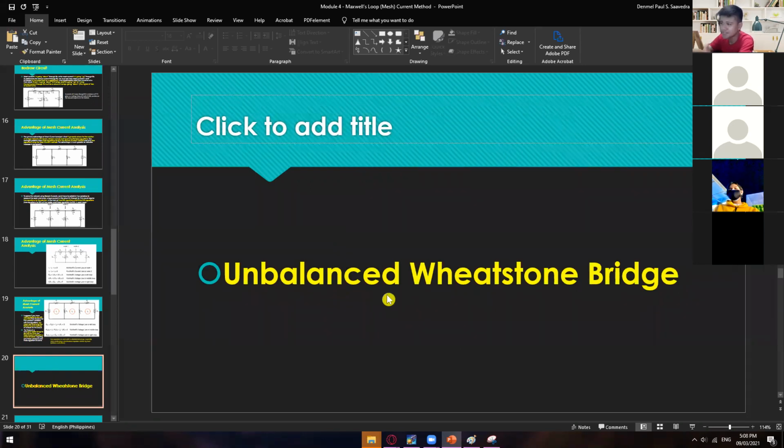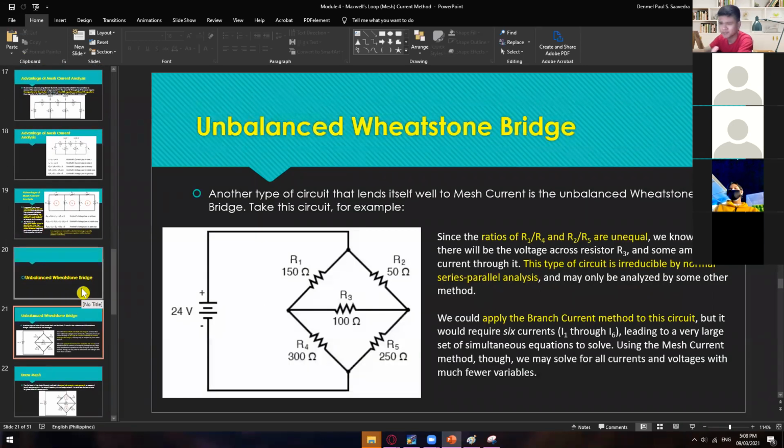So, unbalanced Wheatstone bridge. Okay, this is very famous, especially that this one is not solvable by Ohm's law. Well, there are others who were able to answer this one by Ohm's law, but mostly we use mesh analysis with this one. So this is another type of circuit that lends itself well to mesh current, the unbalanced Wheatstone bridge. So take the circuit for example.